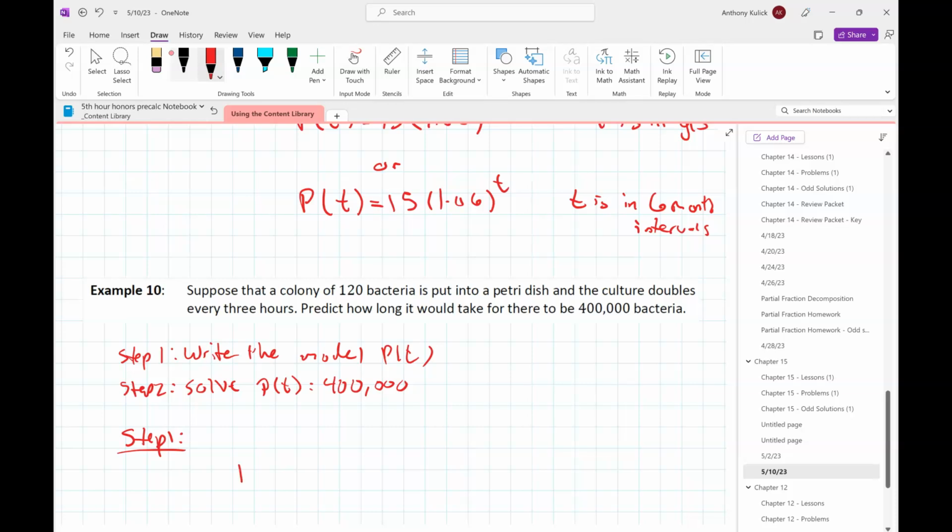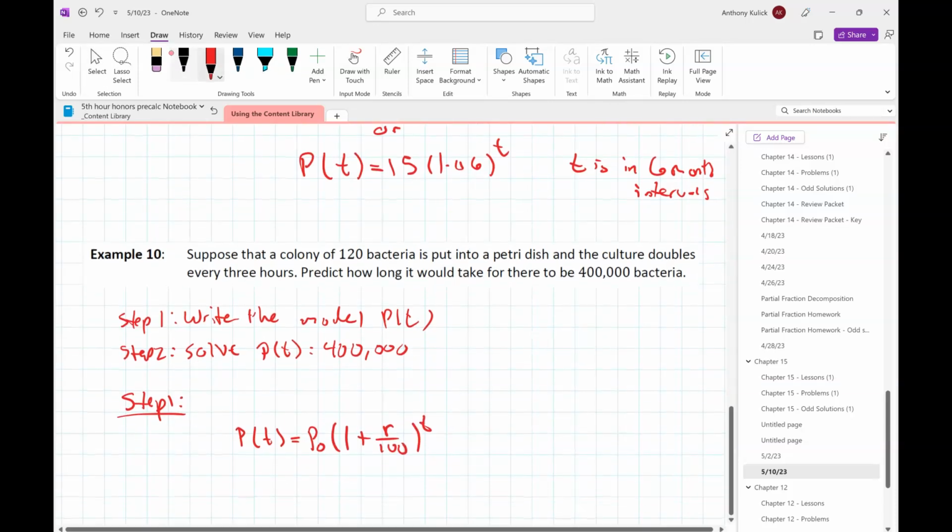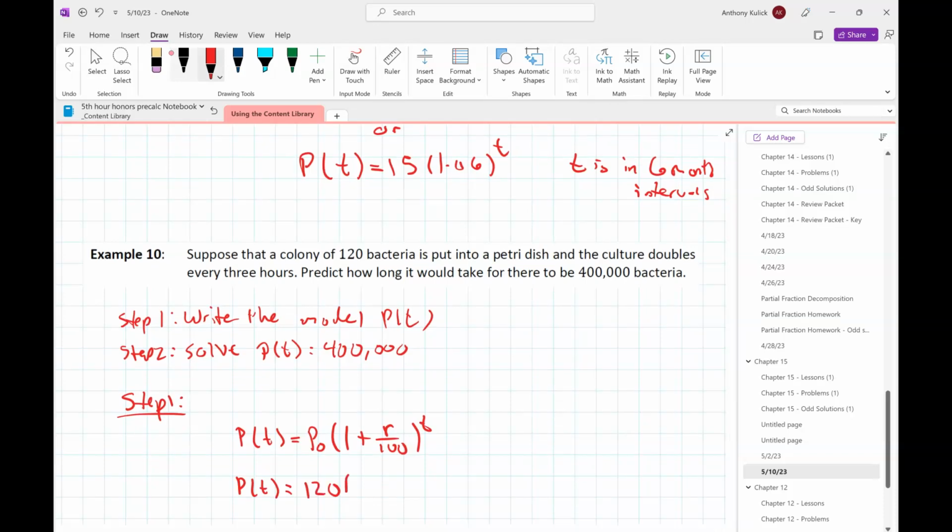Okay, so let's start by writing our population model. What should be our initial population, our P naught? 120. What should be our value for R here? So, okay, why did you pick 50? So we want doubling. Okay, so let's just think about it for a minute, because maybe it's not entirely obvious.